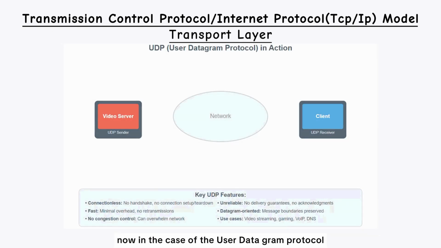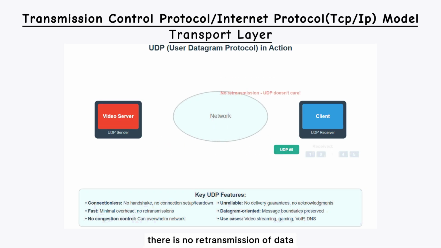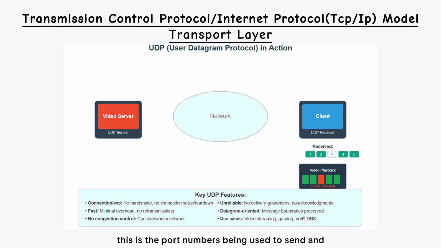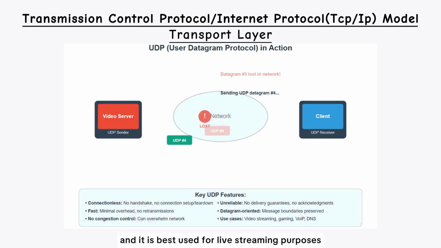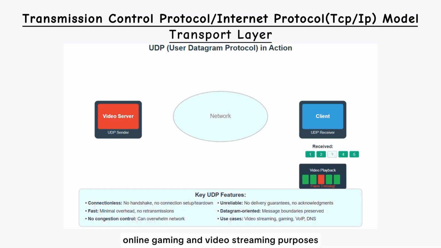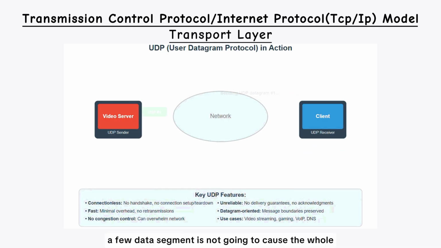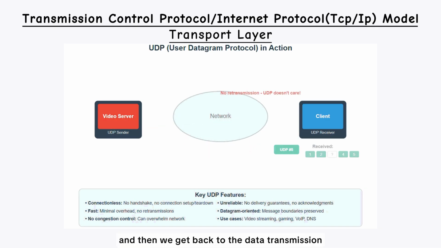Now, in the case of the User Datagram Protocol, the UDP, there is no initial connection being established, there is no retransmission of data, it's just the port numbers being used to send and receive the data segments as they come. This makes it a very fast and efficient transfer protocol, and it is best used for live streaming purposes, voice over IP calls, online gaming, and video streaming. These are cases where missing a few data segments is not going to cause the whole data communication process to collapse, but just a minor glitch is going to occur, and then we get back to the data transmission.